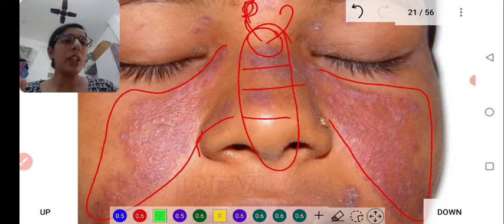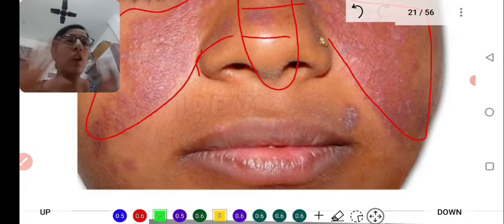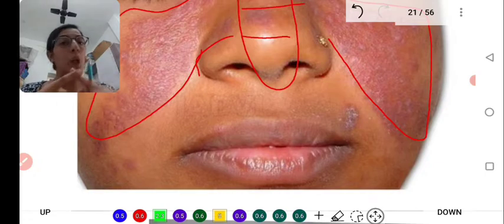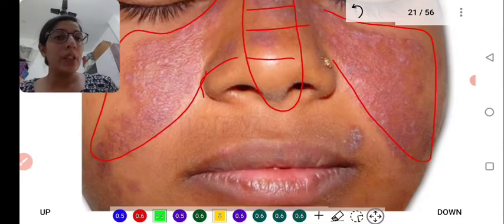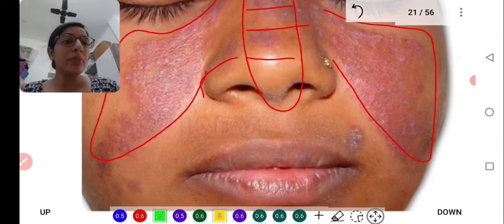ठीक है बच्चा, nasolabial folds है वो जो इसके अंदर होते हैं, involved नहीं होते. Nose and cheeks are getting involved in the lupus with erythematous rash only. There is no telangiectasia, while in rosacea there is telangiectasia. There is no rhinophyma, while in rosacea there is rhinophyma.